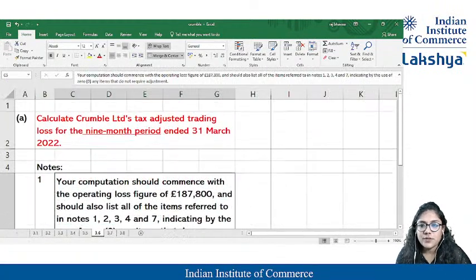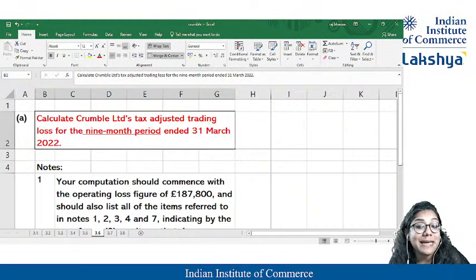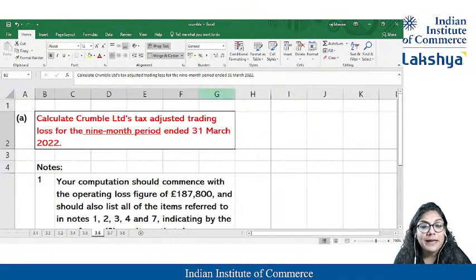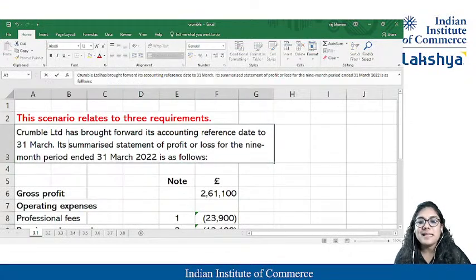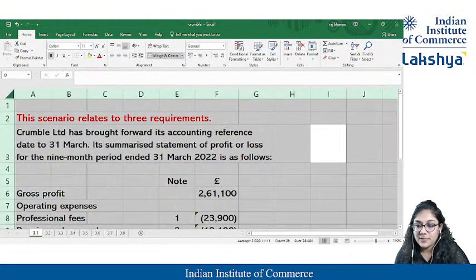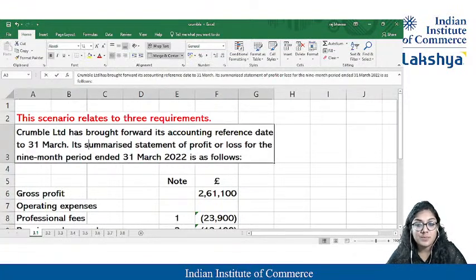If I check the first requirement: calculate the company's tax adjusted trading losses for the 9 months. So they are asking us to find out the losses, not the taxes. Let's read what the question is. I'll make it bold so that it becomes easily visible. Crumble Limited has brought forward its accounting reference date to 31st March.